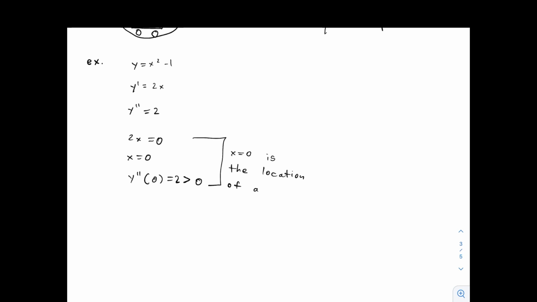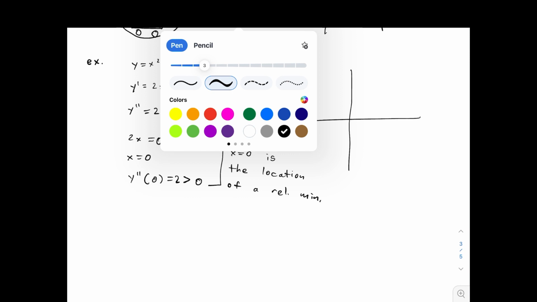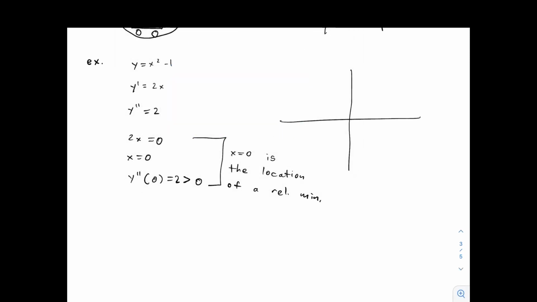And if we take the graphical perspective on things, and we sketch y equals x squared minus 1, right, we end up with something like this, where this point right here is at x equals 0, and we can see that that's the lowest point, right? That's also the vertex of our parabola.